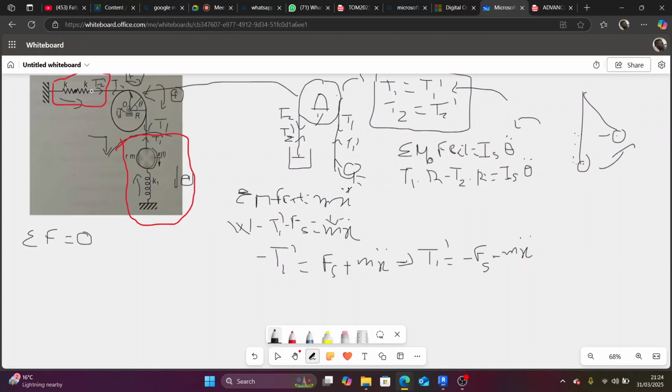So how many forces do we have here? How many forces do we have in this case? We have 2 forces. Remember, this is the positive direction, so the spring will oppose this way. So we have negative spring force plus what? T2 prime tension, to be equal to 0.